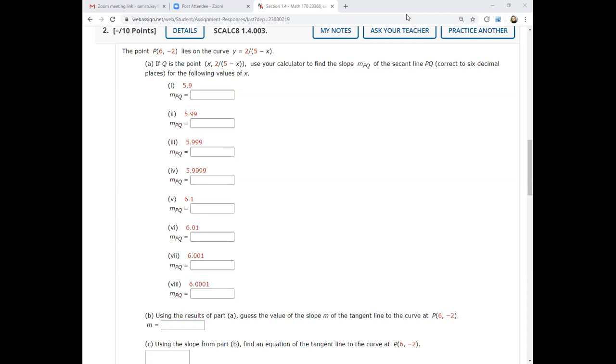Now, the general expression for the slope of your secant line is going to be -2 over the x minus 6's will cancel, and you get -2 over 5 minus x. That's the general expression. If you want to clean that up even more so you don't have as many negatives, you can, but it's not necessary. I think I did get that same.